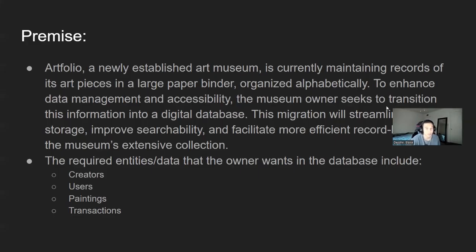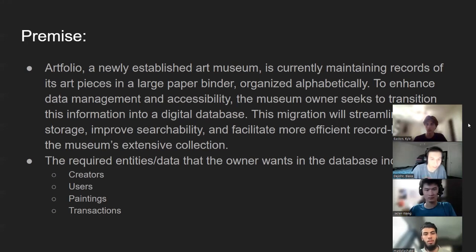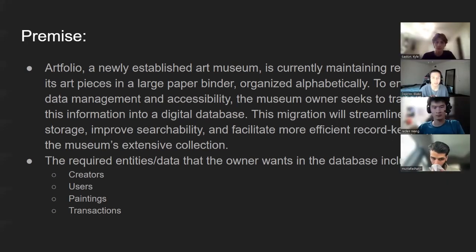Okay, so the premise of our project is we are Artfolio, a newly established art museum, and currently we are maintaining records of our art pieces using a large paper binder organized alphabetically. Obviously, this comes with a lot of problems. How do you delete? How do you update things correctly? How can I search through these things very effectively rather than just through alphabetical order?